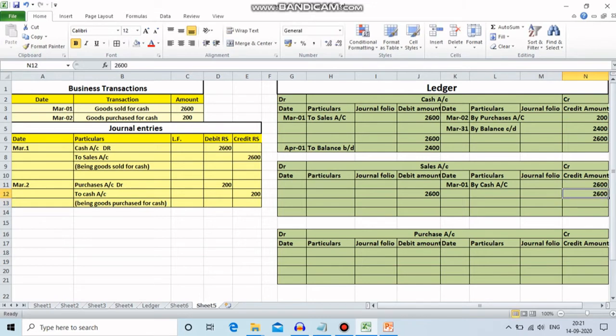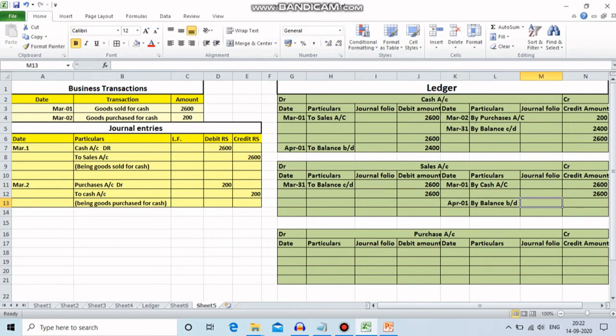Since we only have one account on one side of the ledger, we will consider the other side to mention balance carry down. So I am mentioning to balance carry down, and that is 2600, and the date is month end date. We will bring the same amount to the beginning of the next month, that is 2600, and mention it as by balance brought down, and the date here is April 1st.